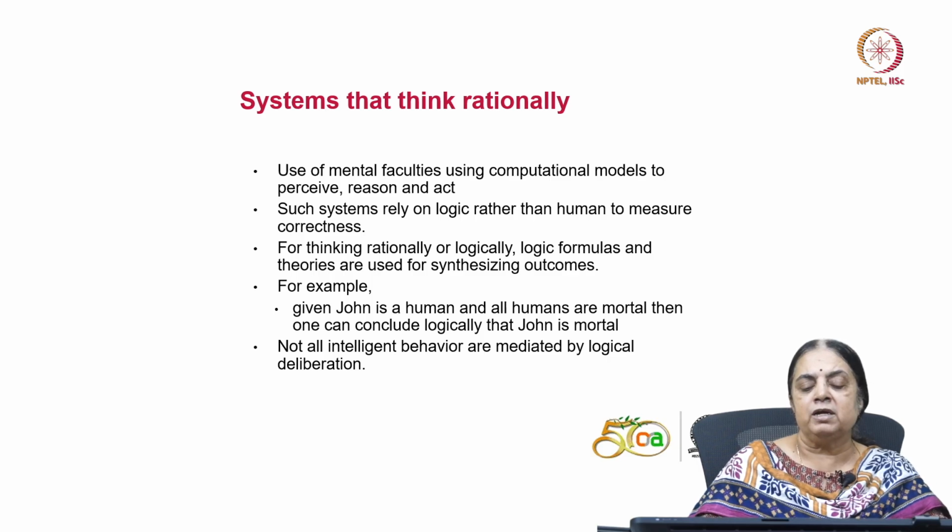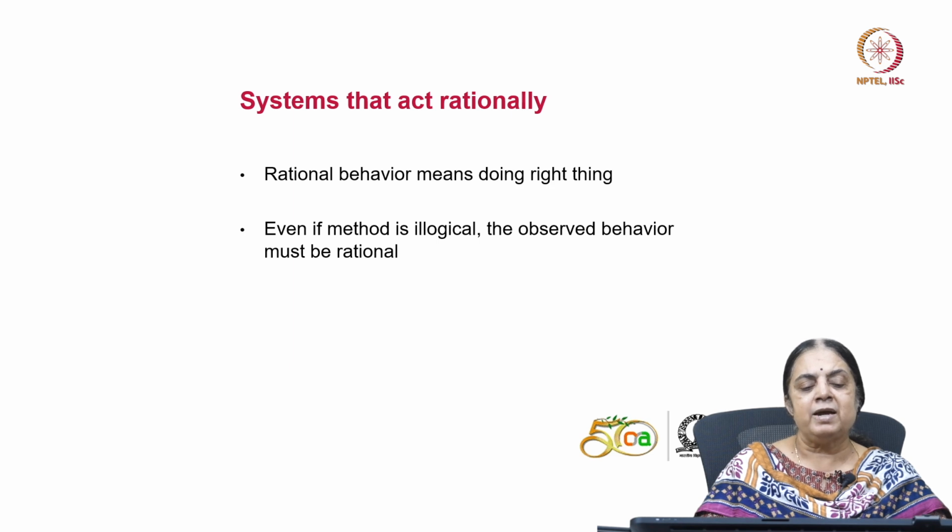And systems that think in a rational way. So what do you mean by rational? Okay, so it doesn't really need to think the way human beings think, so long as it gives the correct result. So the idea is that you have to see what rationality basically is. We will see a little later what we mean by rational. So it comes to a decision in a rational manner. Okay, so it uses things like logic to measure the correctness of something. Not all behavior is mediated by logical deliberations, basically.